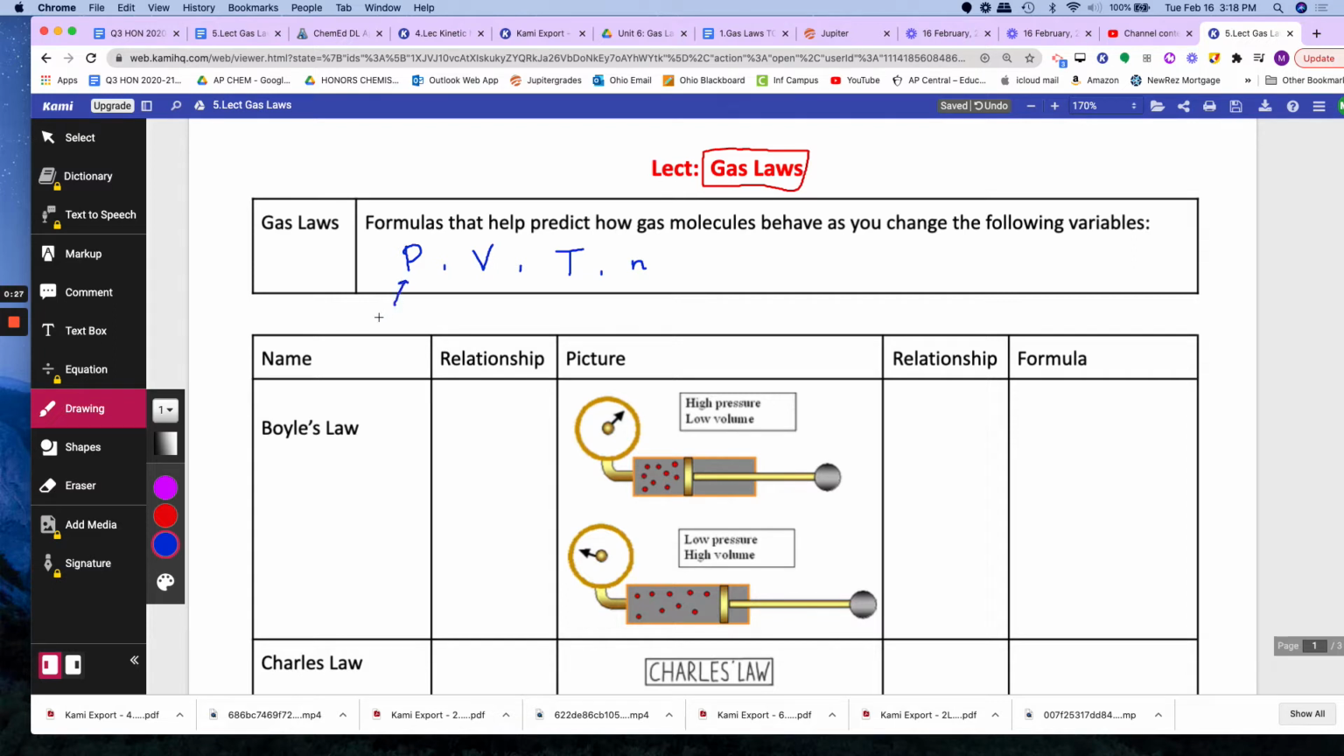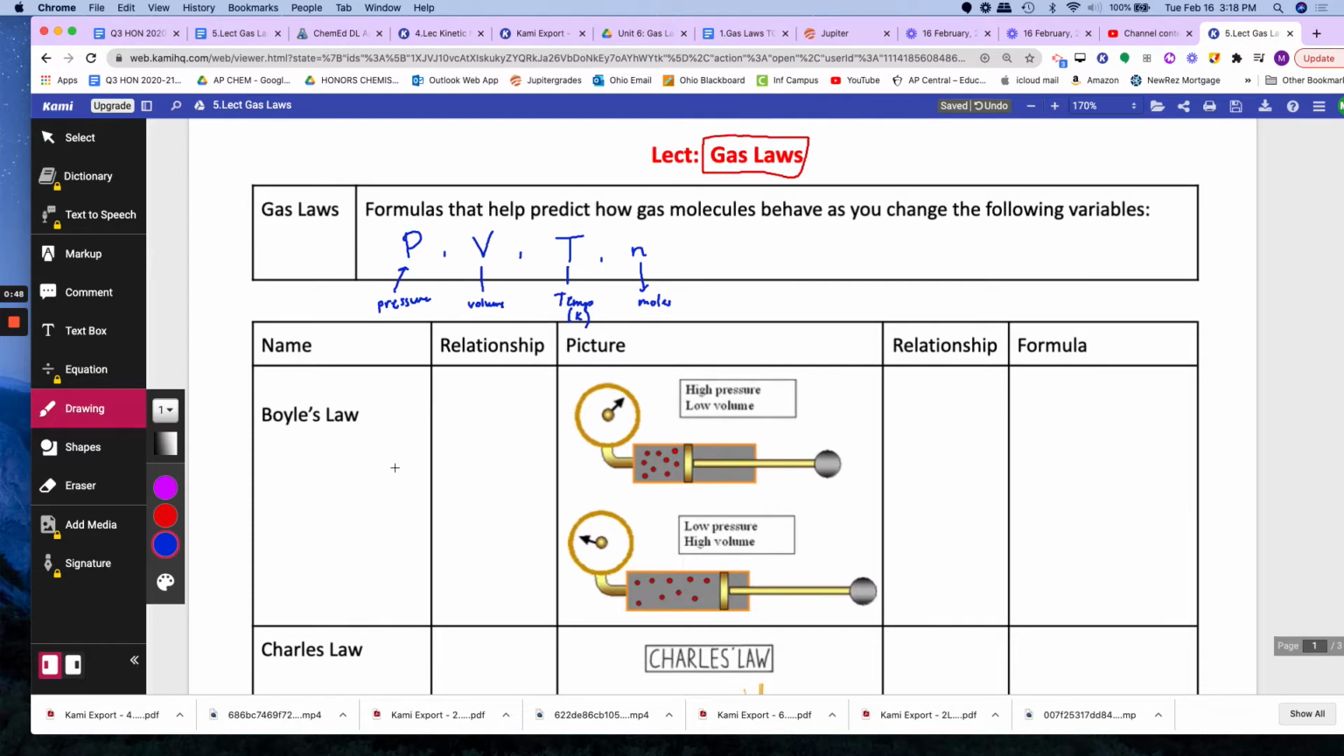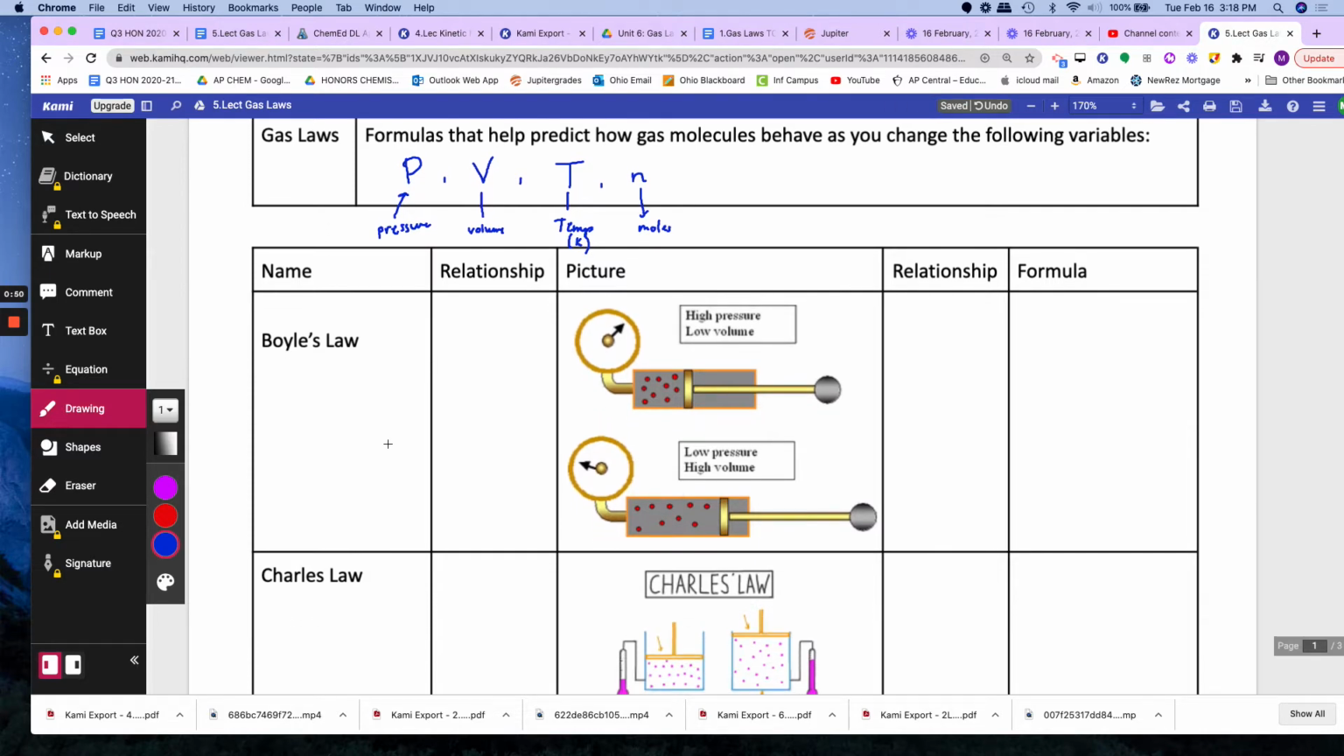So this stands for pressure, volume, temperature, and moles. Okay, remember that the temperature always has to be in Kelvin. Okay, so the first gas law is called Boyle's Law.